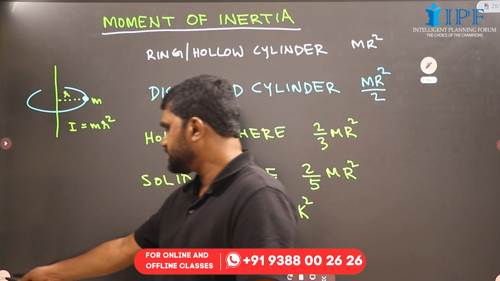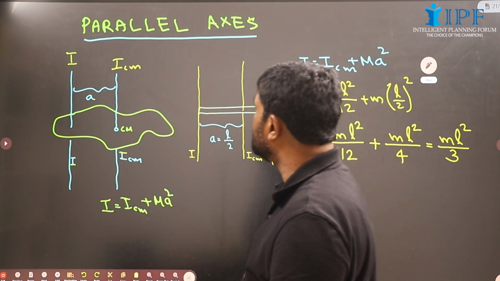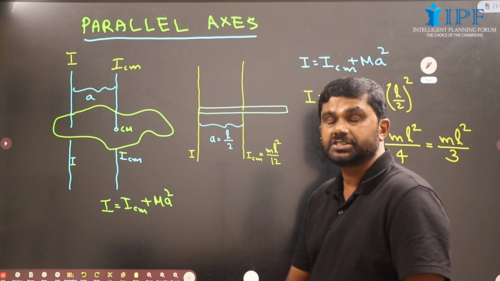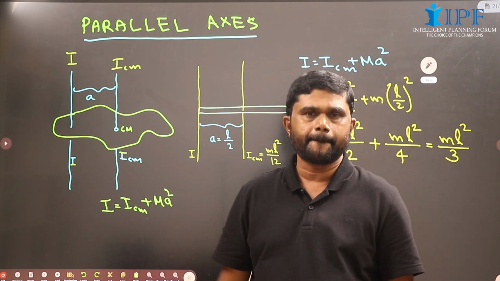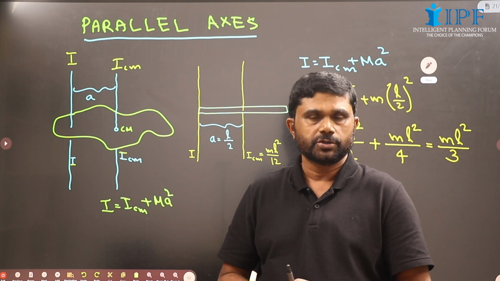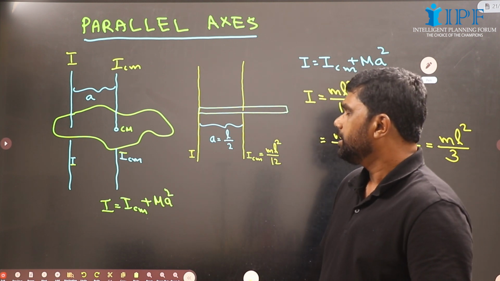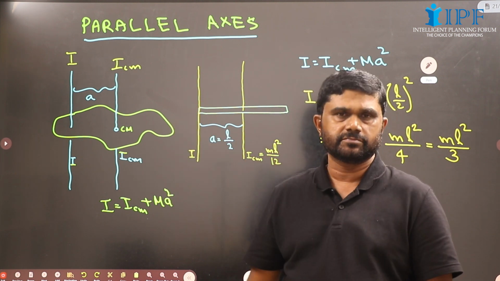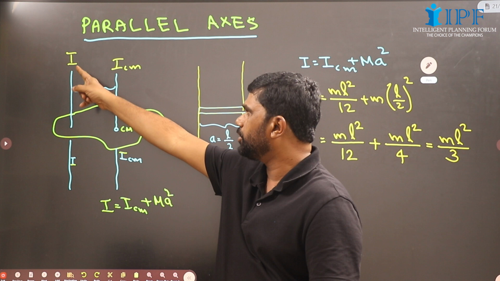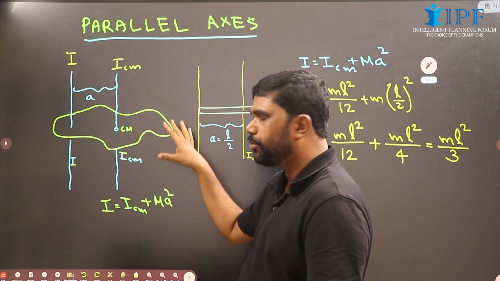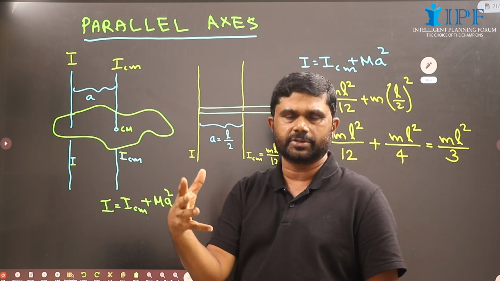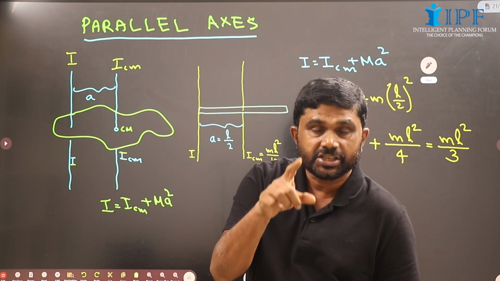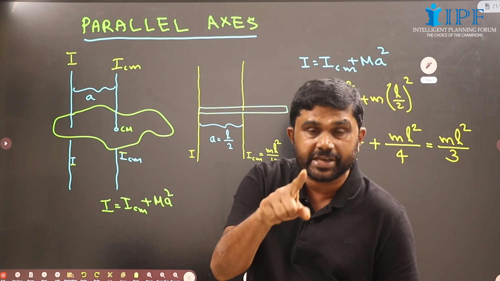Now, in moment of inertia we have two theorems. One is the parallel axis theorem. This can be applied for any rigid body, regular or irregular. Now see, the moment of inertia of a rigid body about any axis. This is a rigid body of arbitrary shape, which means this can be applied for any rigid body. What do you mean by rigid? The shape cannot be changed by applying force.